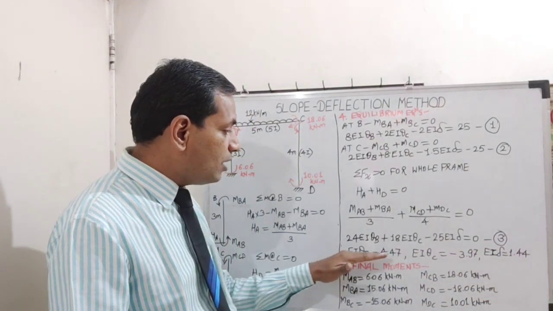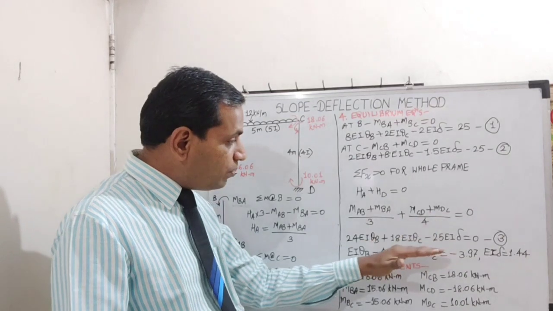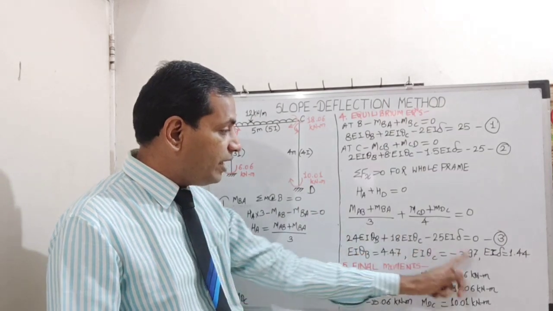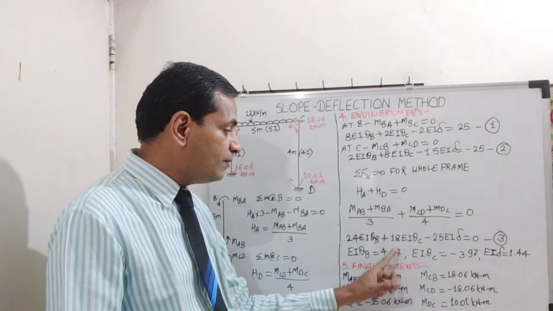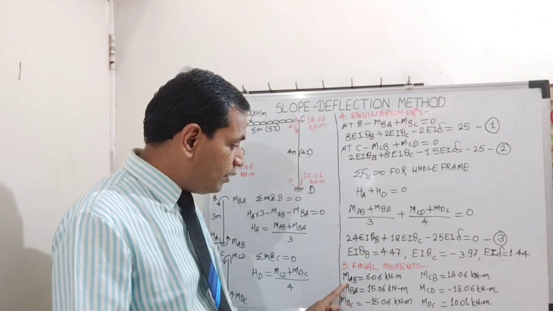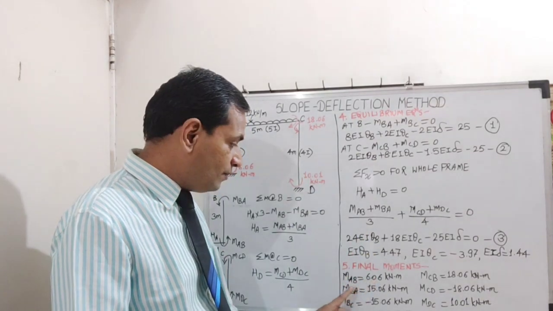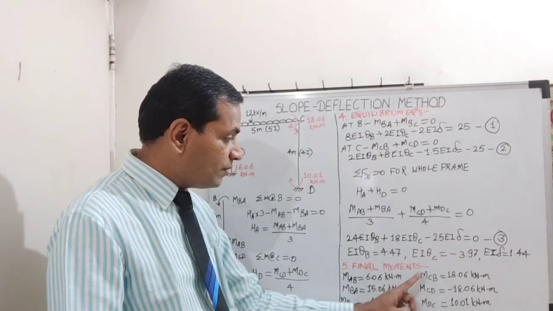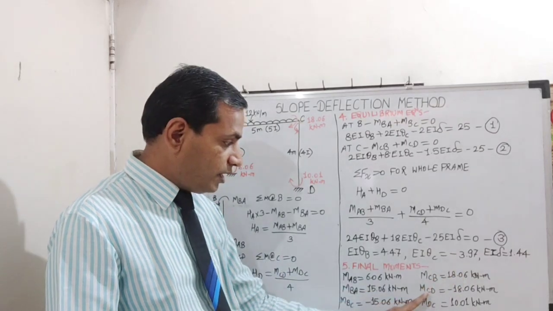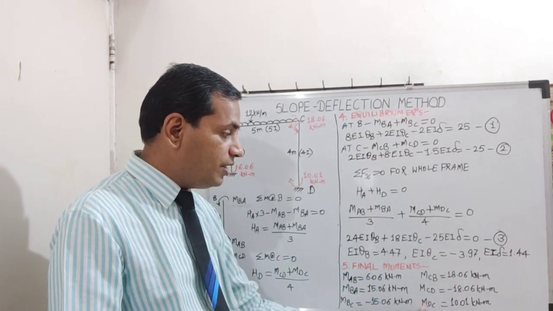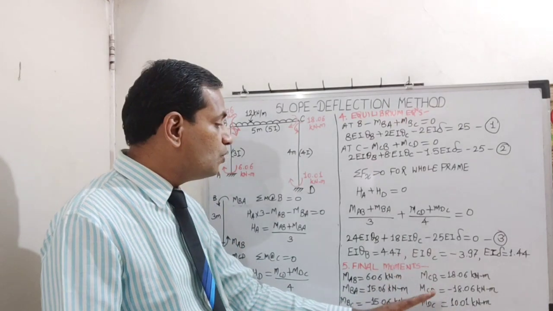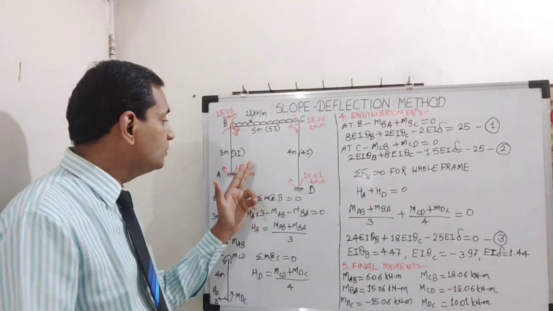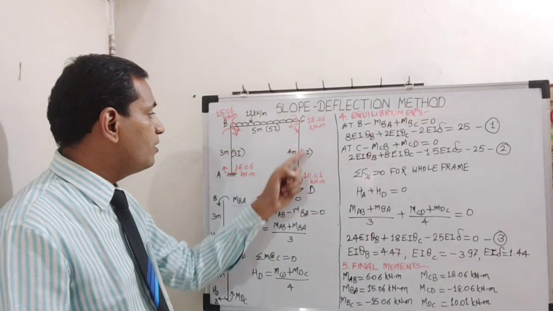After getting these unknown displacement quantities, again go back to step number 3, slope deflection equations. Substitute there these 3 values one by one along with their signs and get the final moments. MAB 6.06 kilonewton meter, MBA 15.06, MBC minus 15.06, MCB 18.06, MCD minus 18.06 and MDC 10.01. So I have shown all these 6 values in the frame along with their directions in red color.